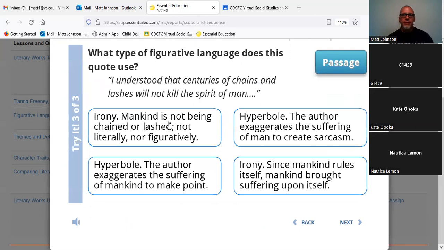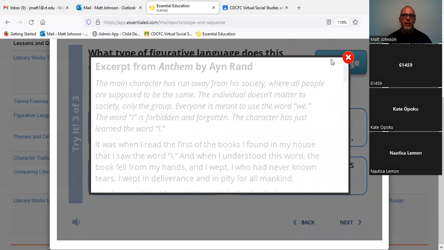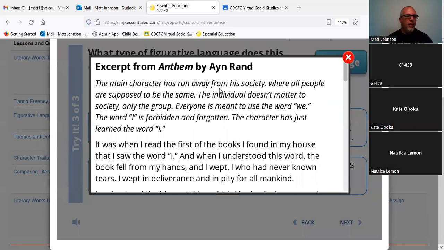What type of figurative language does this quote use? Okay, now we're Ayn Rand. Okay.